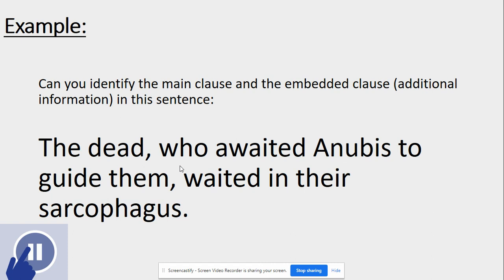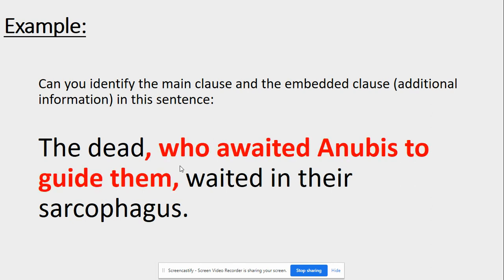Can you identify the main clause and the embedded clause in this? The dead, who awaited Anubis to guide them, waited in their sarcophagus. Pause now and identify the main clause and the embedded clause. That's right. The dead waited in their sarcophagus is the main clause. The embedded clause, the additional information, is who awaited Anubis to guide them. That's the additional extra information. There we go.